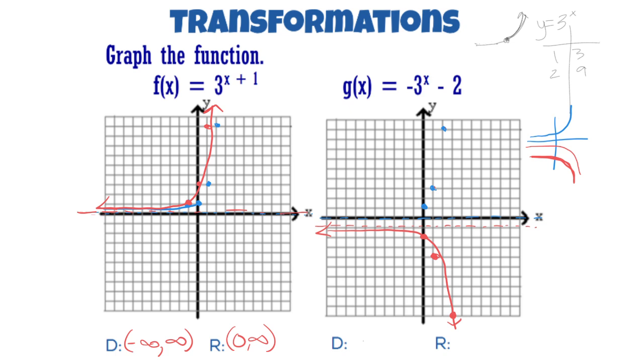Next one, domain goes forever left, forever right. But the range, now this one's different. The lowest it ever goes is negative infinity. The highest it gets is up to that asymptote at 1. Oh, sorry, at negative 1. There we go.